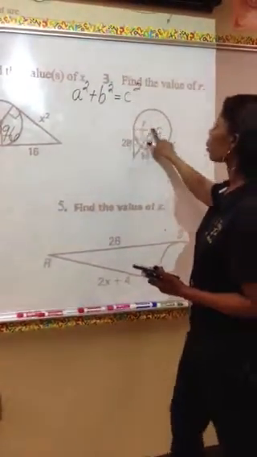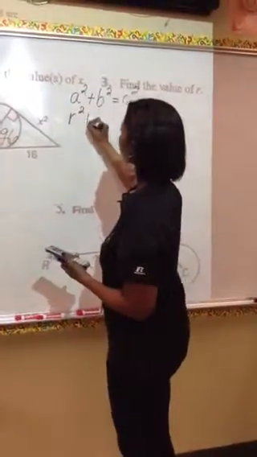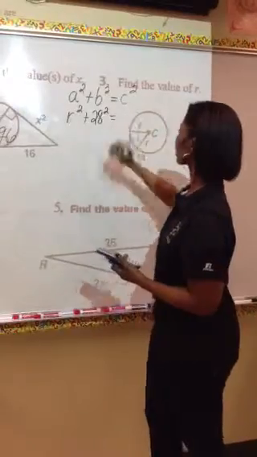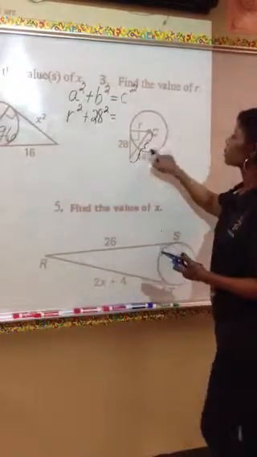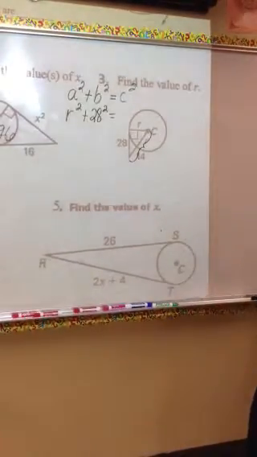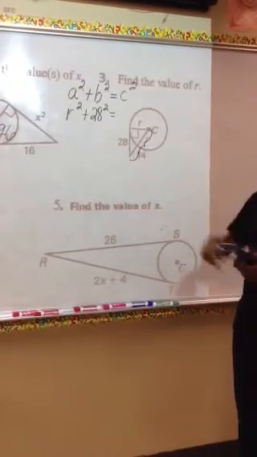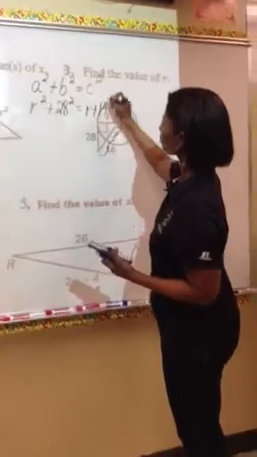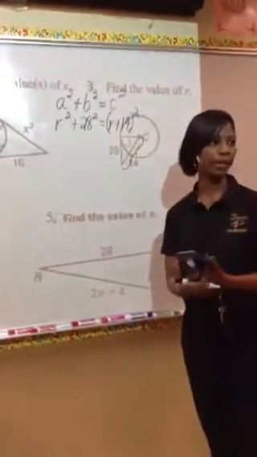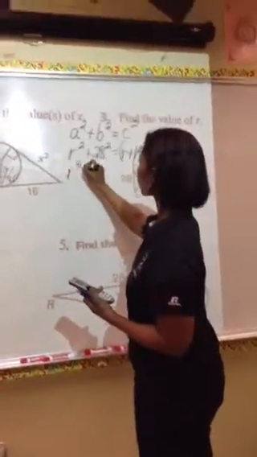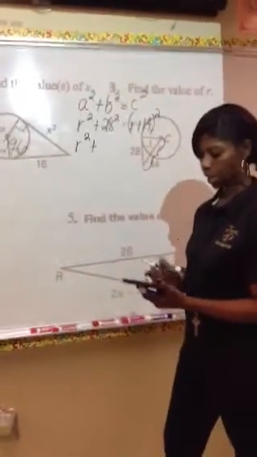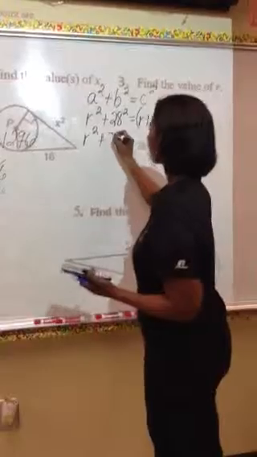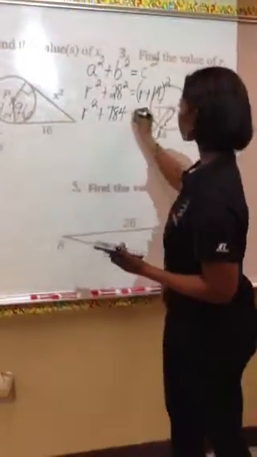Starting with the legs, one leg is r, so r squared plus. The other leg is represented by 28, so 28 squared equals. But looking at the hypotenuse, it has two parts. One part is r, the other is 14, so let's combine them: r plus 14. Include this within parentheses because we've got to square the whole thing, okay? So we bring down r squared plus 28 squared. Put that in your calculator, 28 times 28, or 28 squared, and we get 784 equals.